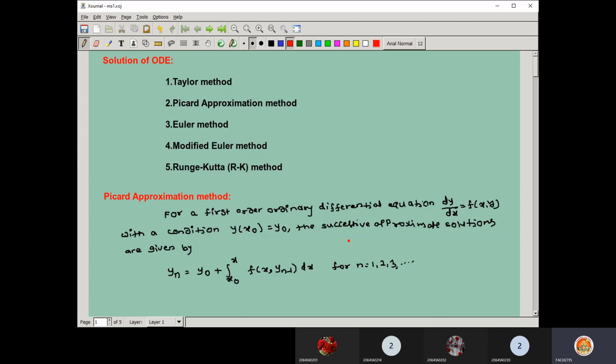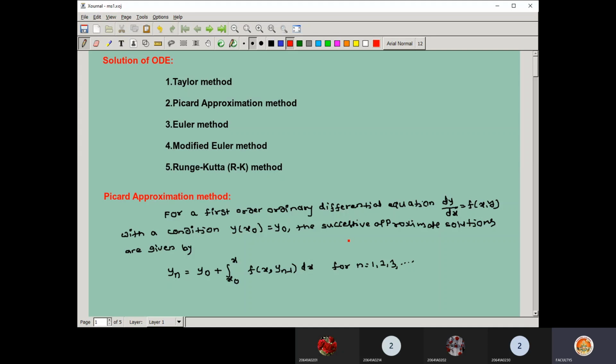And successfully we completed the first one, Taylor series method, to find out the solution of first order ordinary differential equation. Even when you are entering into the second method, Picard approximation method, a separate formula is given in order to calculate the solution. So just you look onto the screen.